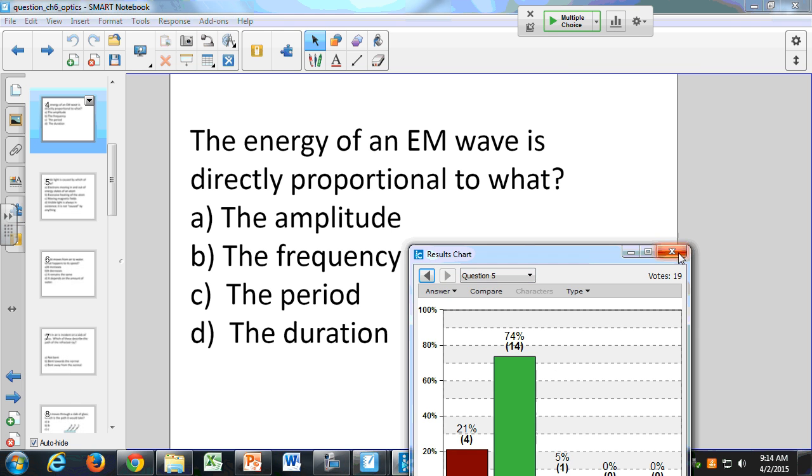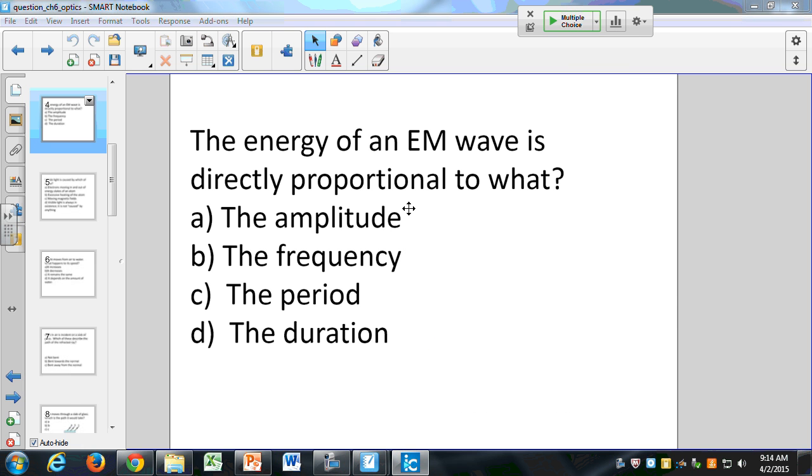B is right, frequency. I can see that you might think it's related to the amplitude, because when we were talking about sound, the volume of the sound was related to the amplitude. It's a little bit different with electromagnetic radiation. The amplitude doesn't have anything to do with the energy of the wave. It's the frequency that causes the energy of the wave to go up.